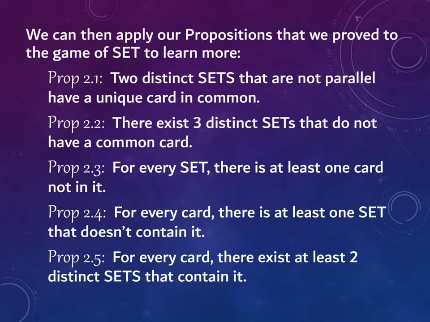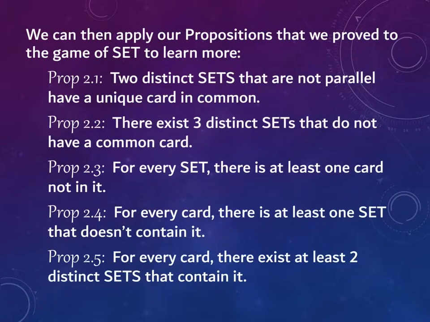So I'll read through them, and then you guys can be writing them down. This is what would happen when I take those propositions and apply our interpretation. Proposition 2.1 would say, 2 distinct sets that are not parallel have a unique card in common. And that happens sometimes because you would say, you used my card. I was going to make a different set with that card, didn't you? You had intersecting, quote unquote, lines when you did that. And then, you know, whoever didn't say it first doesn't get to have it.